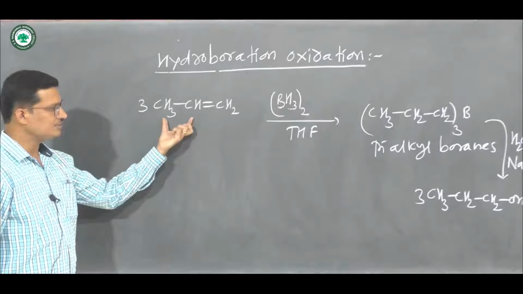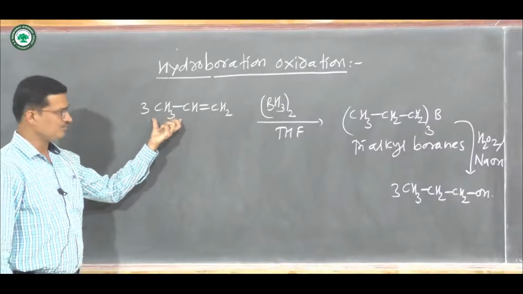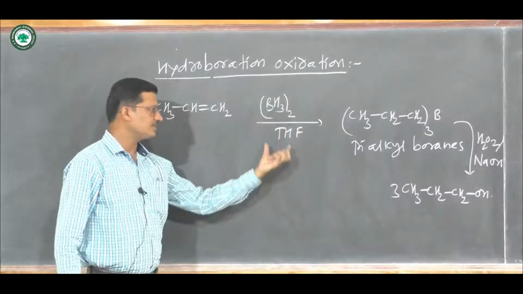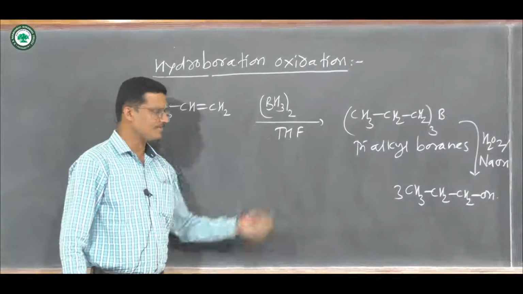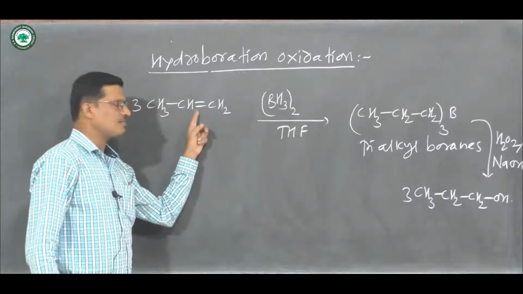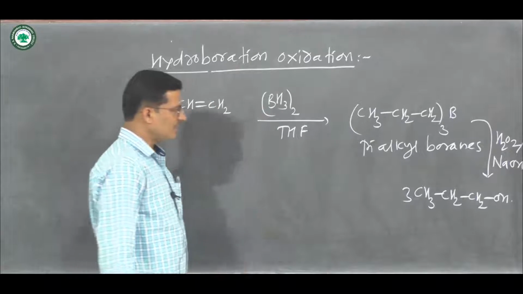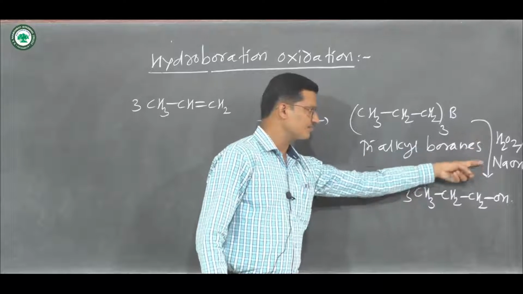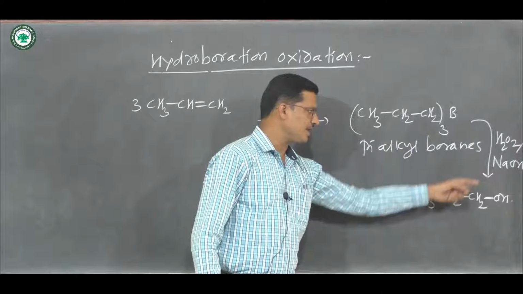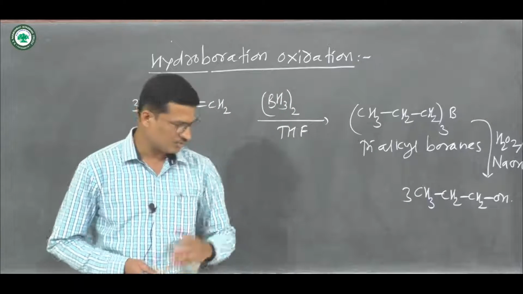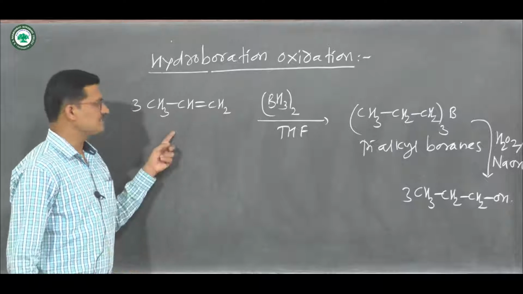Means you take 3 moles of alkene, then you take diborane, B2H6, in presence of tetrahydrofuran as a solvent, and first this BH3 is added to the carbon-carbon double bond, and then there is formation of trialkyl boranes, and after oxidation with H2O2 in NaOH, there is a formation of 3 moles of OH or alcohol. So what happened in this case?